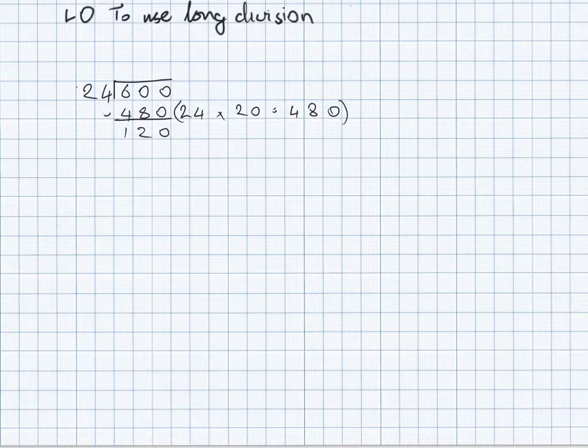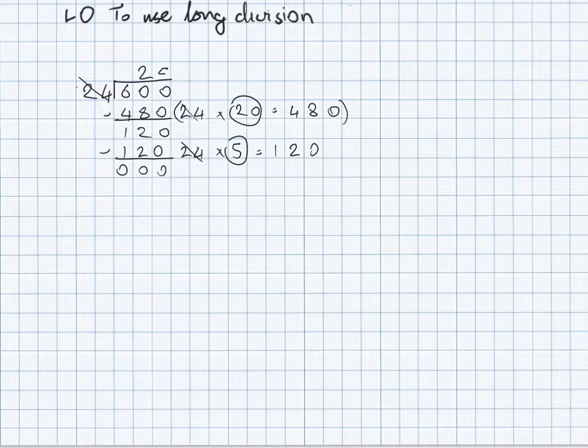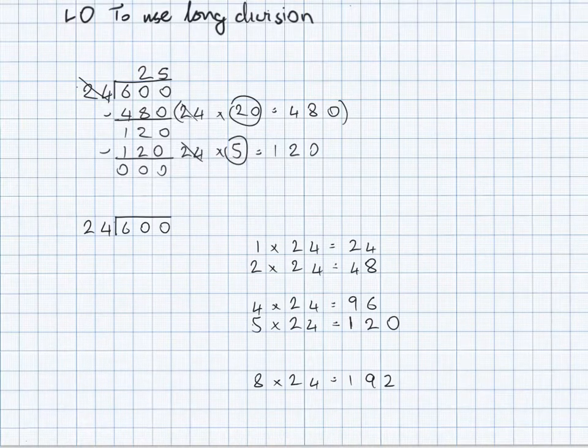And then 24 into 120, well, 24 times 10 is too big because that's 240, so we halve that, and 24 times 5 equals 120, which gives us the answer, because we end up with 0 here, and it's important that the children mark that down so they know there's no remainders. So, cross off the 24s because that's what we're dividing by, circle the multiples, and that gives us an answer of 25.